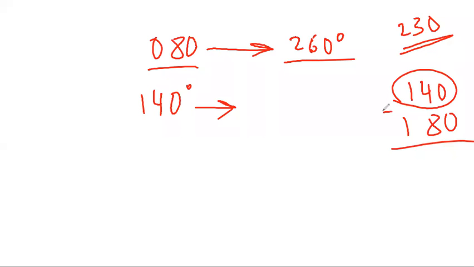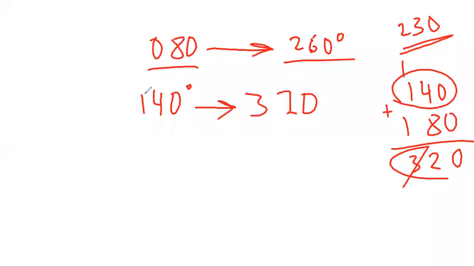Doctor, can you add? I have 140 plus 180. It's two big numbers. So 0 plus 0 equals 0. 4 plus 8 equals 12, 2, and carry 1. 1 plus 1 plus 1 equals 3. So the answer is 320. Yes, very good. So 320 is the back bearing from C to B. Any problem? No, thanks, doctor. You're welcome.